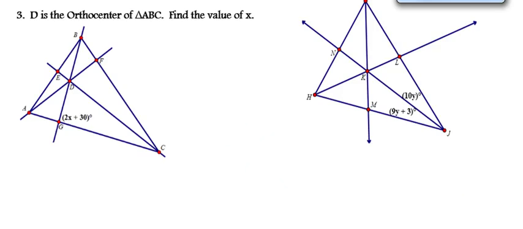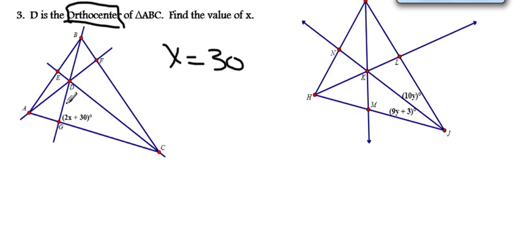Okay, number 3, I'd like for you to try on your own as well. It says D is the orthocenter, so use the definition of orthocenter to find the value of x in this triangle. You should have gotten that x is 30. If you found that solution, go ahead and move on to the next problem.